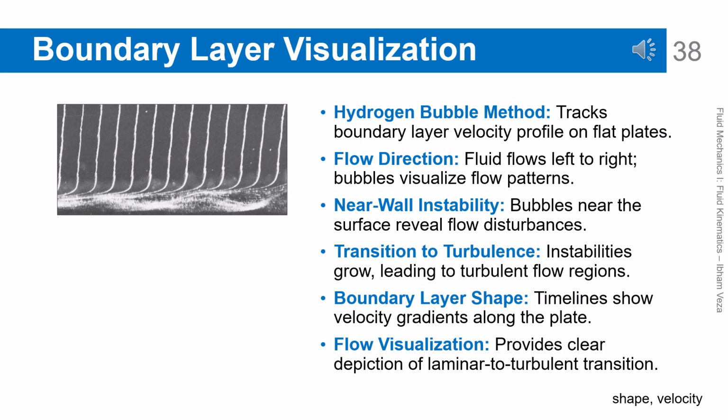Boundary layer visualization. The hydrogen bubble method is used to visualize the velocity profile near a wall. The bubbles show how the near-wall flow becomes unstable. As the distance increases, these disturbances grow and lead to transition to turbulence. The timelines reveal strong velocity gradients within the boundary layer. This example shows how kinematics is used to study boundary layer development.